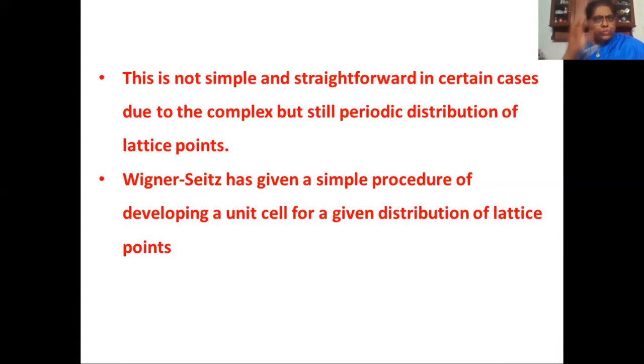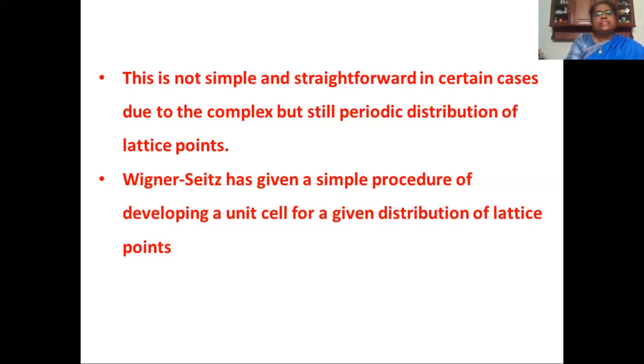So those periodic distributions will also have a unit cell. It is very difficult to identify a unit cell by looking at that distribution. So that's what I have written here. This is not simple and straightforward in certain cases due to the complex but still periodic distribution of lattice points. In that case, Wigner Seitz has given a procedure of developing a unit cell for such distribution of lattice points.